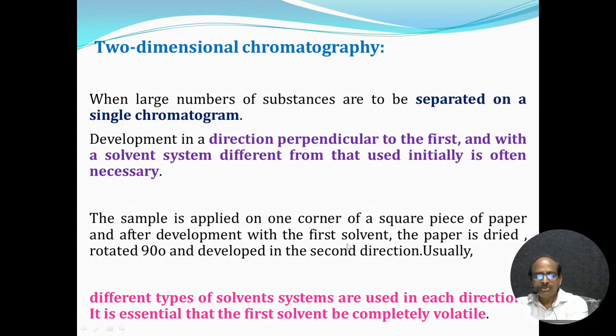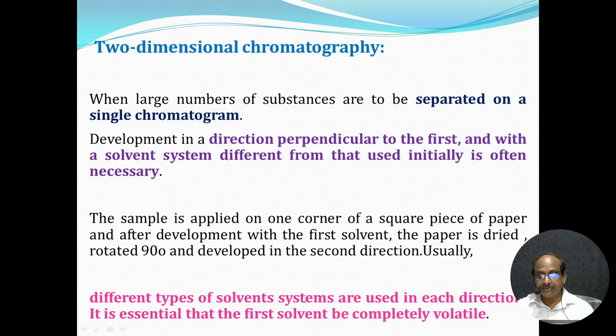One direction uses one solvent, and the second direction uses a different solvent, with the paper turned 90 degrees. Using this different mobility of the solvent, even if your sample contains many components, they will definitely be resolved. Almost all 100 components can be resolved by using two-dimensional paper chromatography.